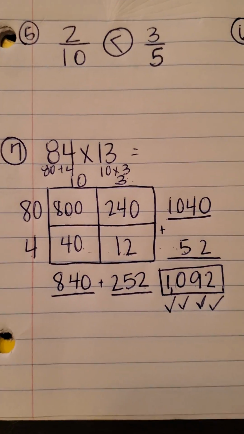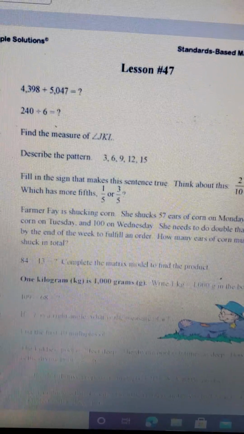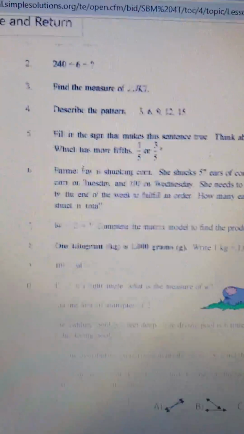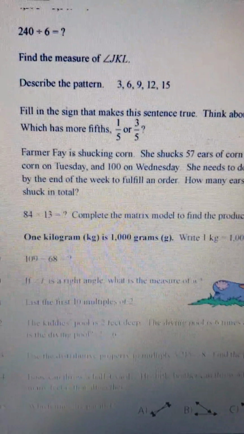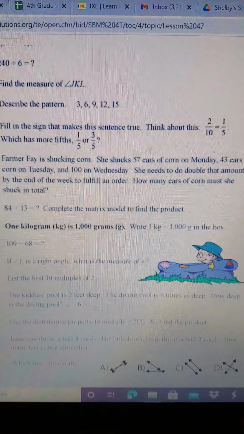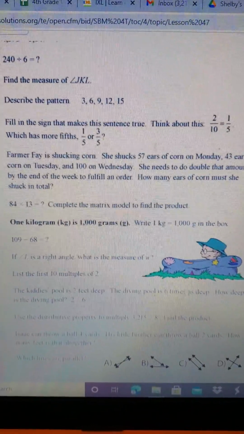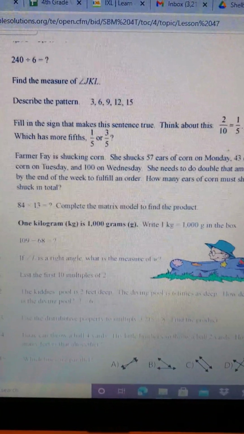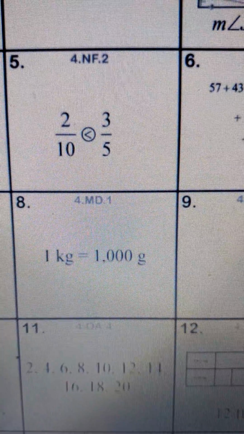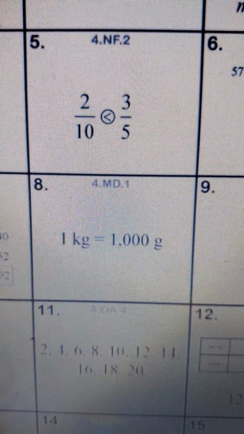All right, we're going to move on to number 8. Number 8 is one of our super simple ones that always confuses us because it's so simple. 1 kilogram is equal to 1,000 grams. Write 1 kilogram is equal to 1,000 grams in the box. Okay, so all they want you to do is literally write that in the box. 1 kilogram equals 1,000 grams.